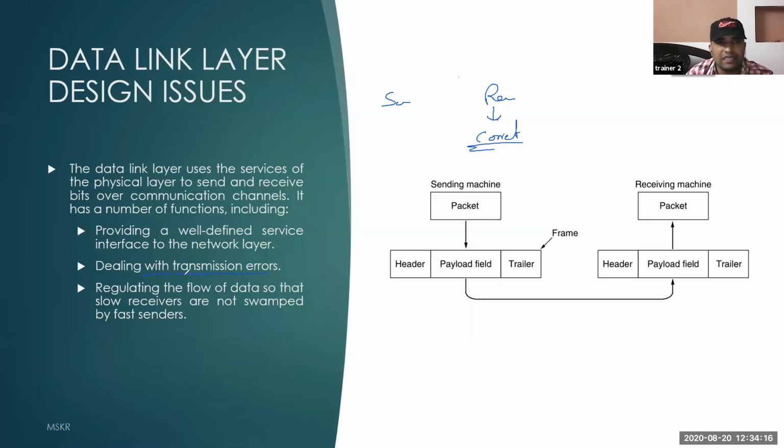The third thing is flow control. That means regulating the flow from sender to receiver so that the information is not wasted. When a sender sends at high speed and the receiver does not receive at the same speed, what happens? Whatever excess comes to the receiver will simply go into the dustbin.